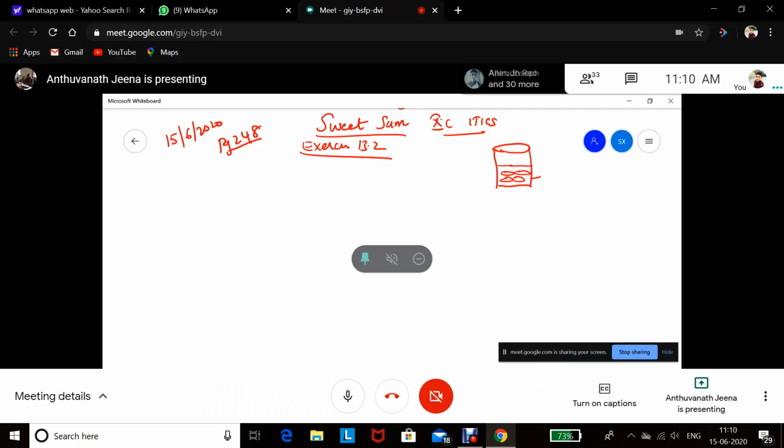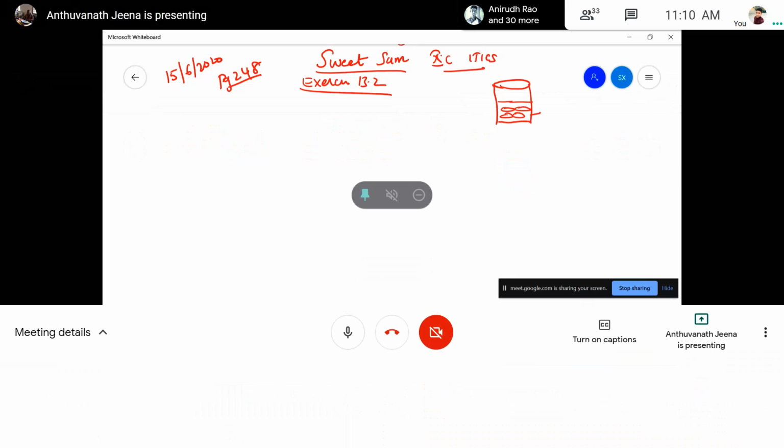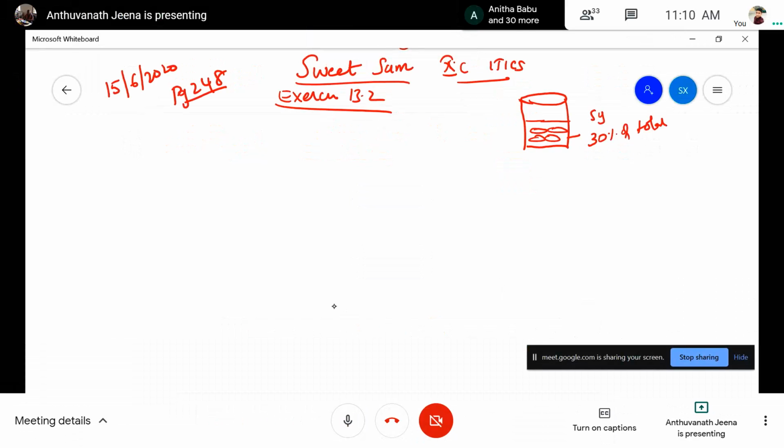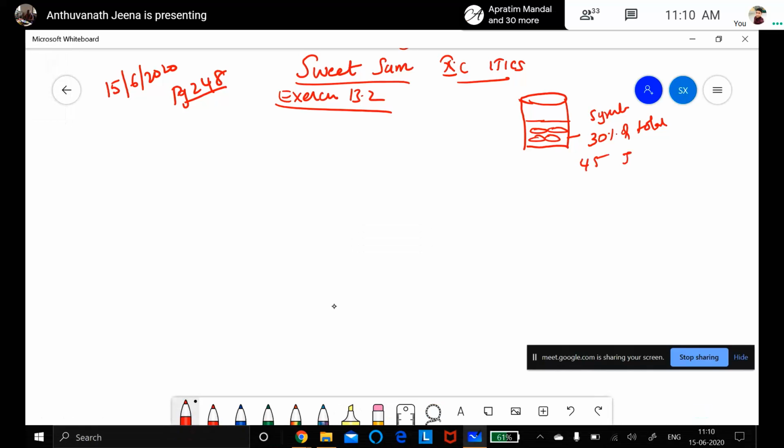Sugar syrup is up to about 30% of its volume. Find approximately how much syrup would be found in 45 gulab jamuns, each shaped like a cylinder with two hemispherical ends, with length 5 centimeter and diameter 2.8 centimeter.